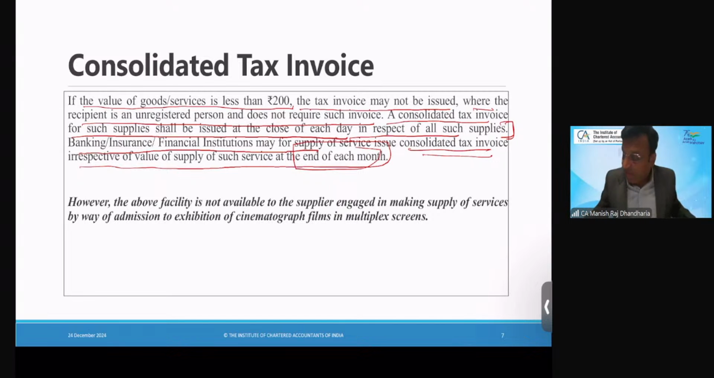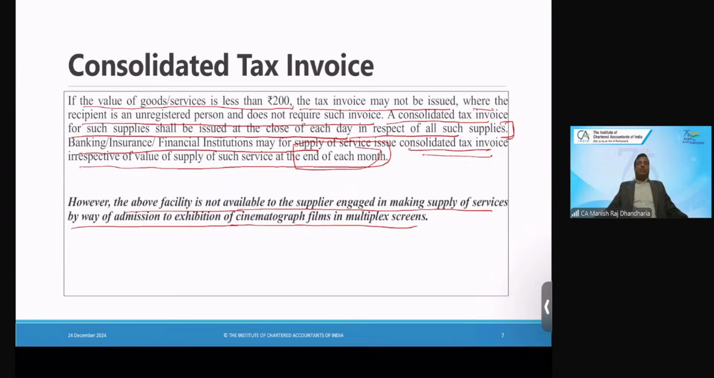एक बात और, however, the above facility is not available to the supplier engaged in making supply of services by way of admission to cinematograph films in multiplex screens. Multiplex में अगर कोई सिनेमा हॉल है, उसके टिकट्स हैं, we have to issue the invoice separate. This is a very important point. इस पे बिल्कुल क्वेश्चन आ सकते हैं एग्जाम में. Okay. You read it once at your own. एक बार आप अपने आप से इसको रीड कीजिए.